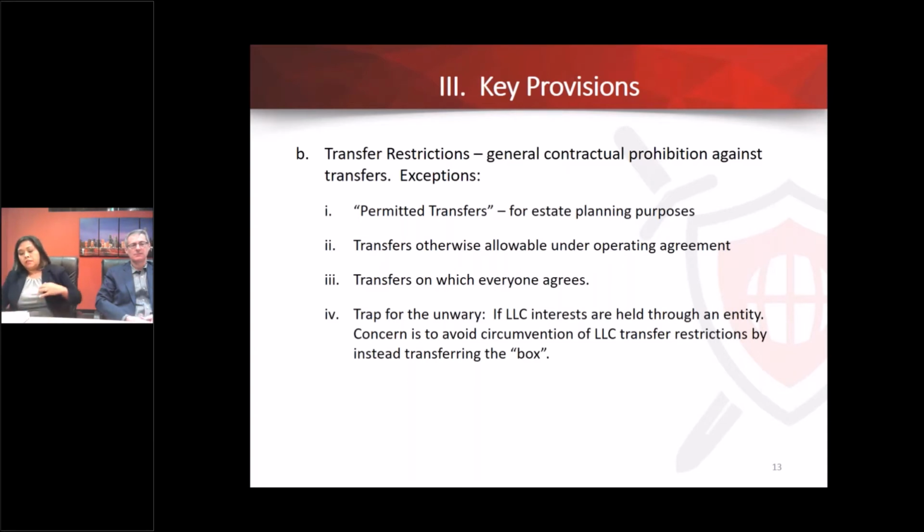Moving on to the next key provisions, transfer restrictions. Again, most of the clients that I've worked with are closely held businesses, and they enter into an arrangement because they know the people, they trust them, and they want to work with them, and invest a pretty good chunk of their assets into this company. The transfer restrictions are really intended to preserve that close-knit aspect of the LLC, and so generally you'd want to include a contractual prohibition against transfers, and then you would carve out exceptions. So here are just some common exceptions that we've used and we've seen in our documents.